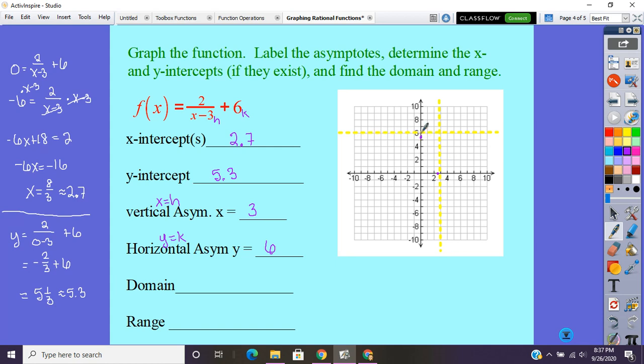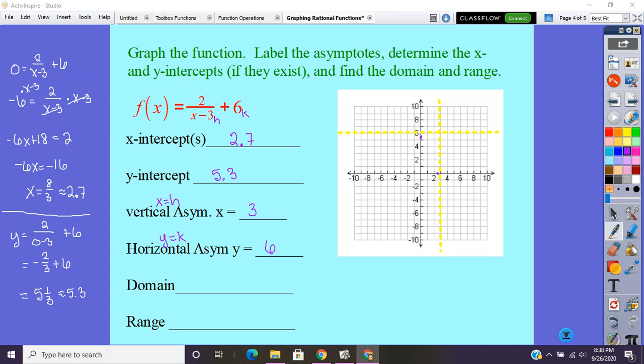We can see that this side is going to be right here, and because it's just a reciprocal, they're kind of in opposite quadrants of each other. The next step is to type this into your graphing calculator and get a t-table. I'm going to show you how to do this with Desmos really quick.